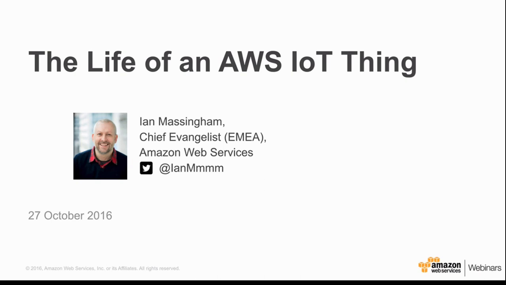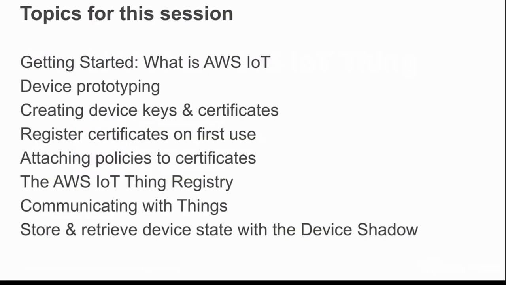Now, the topic for today's session is the life of an AWS IoT thing, and we're going to cover several different subtopics here to illustrate how you go about managing the life cycle of the devices that you need in order to build connected device applications. We will be taking a look at things like device prototyping, handling cryptographic keys and certificates, approaches for registering devices and attaching policies, working with the IoT Thing Registry, and then of course communicating with things and storing and retrieving device state using the AWS IoT Device Shadow.